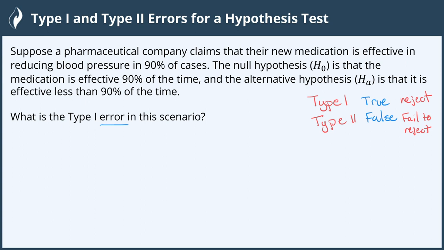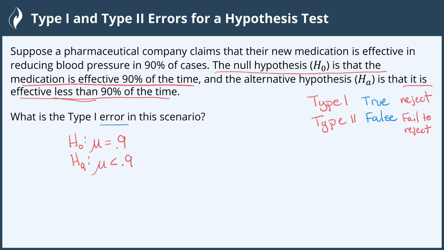Let's go ahead and identify the null hypothesis. The null hypothesis states that the medication is effective 90% of the time. So our null hypothesis is that the average equals 0.9. The alternative hypothesis is that the medication is effective less than 90% of the time. So we will have a less than 0.9.